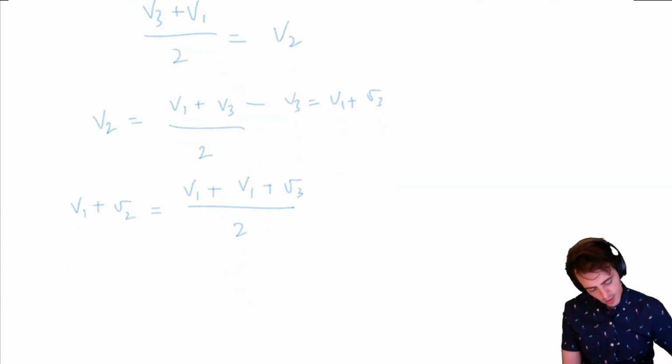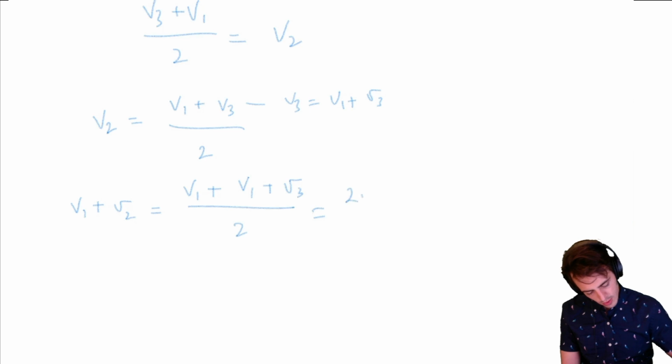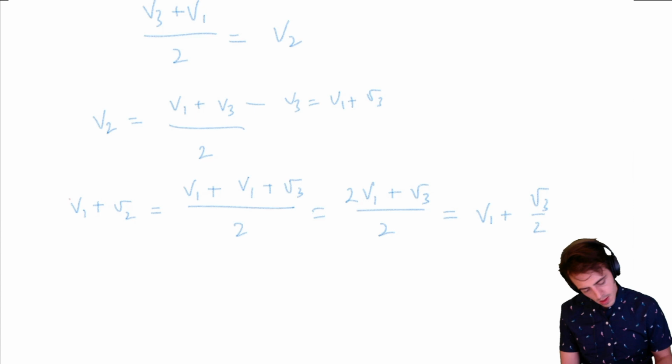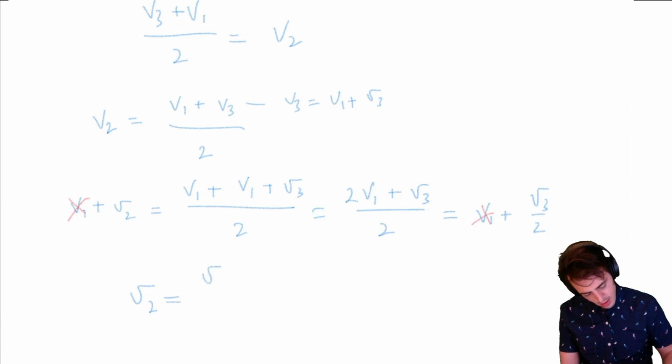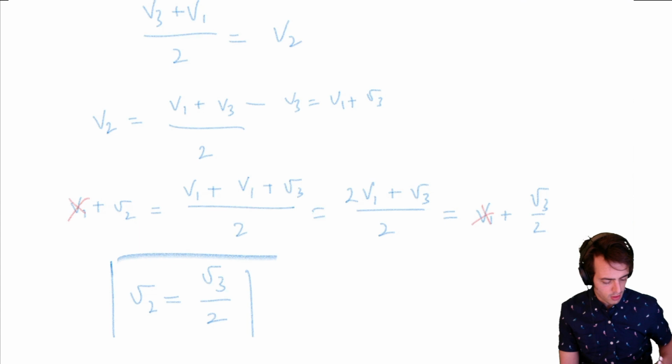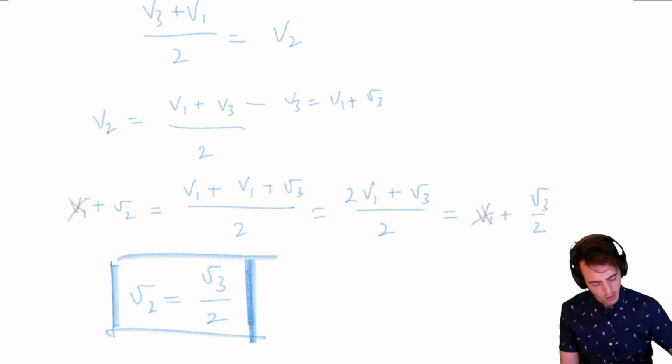So we can just collect these terms. We've got 2 V1 plus V3 on 2, which is equal to V1 plus V3 on 2. So these also cancel, and we get V2 is equal to V3 on 2. Now this is a very useful observation for us.